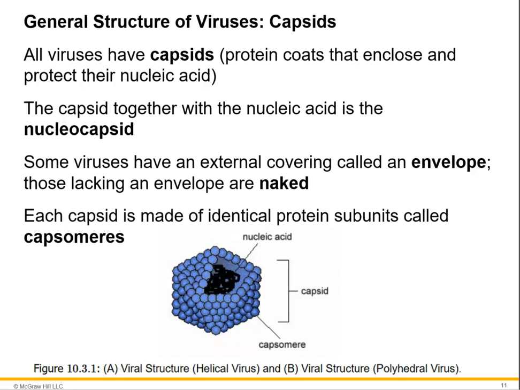Some viruses have an external covering called an envelope. We'll talk about that in a second. But the ones that don't have an envelope are called naked viruses. Okay, so this would be an example of a naked virus here. Each capsid is made up of identical protein subunits called capsomeres. So if you look here, this black squiggly stuff in the middle is the nucleic acid. This blue polygonal shape here is the capsid. And you can see that the capsid is made up of these individual units that are repeating, and these individual units are called capsomeres.